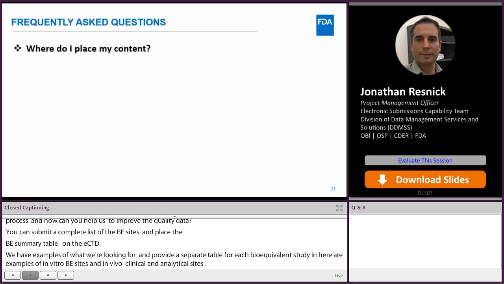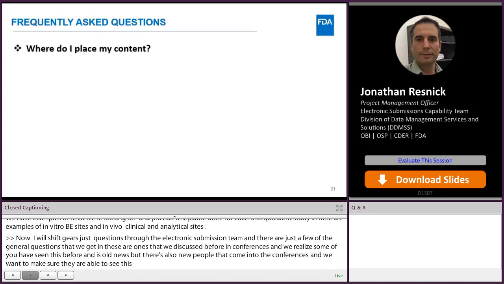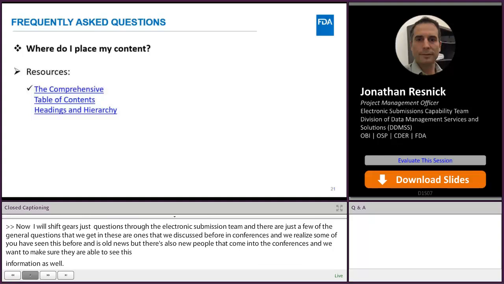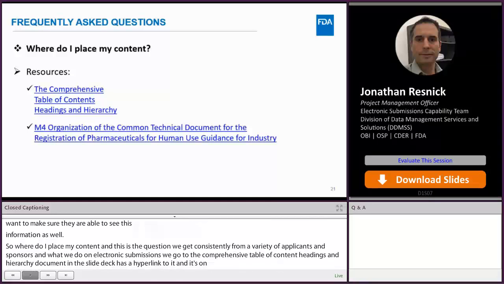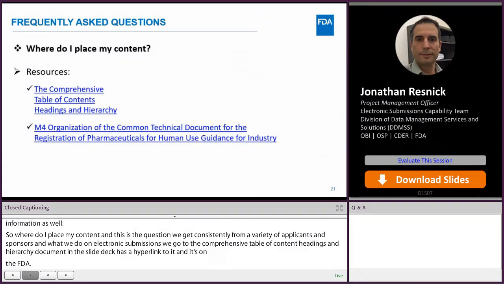So where do I place my content? This is a question we get quite consistently from a variety of applicants and sponsors and DMF holders. So what we do on the electronic submissions team is we go to the comprehensive table of contents, headings, and hierarchy document. This slide deck has a hyperlink right to it, but it's on our fda.gov/eCTD website. We also look at the ICH M4 Organization of the Common Technical Document, and that gives some additional information as well. Again, that is also available publicly.